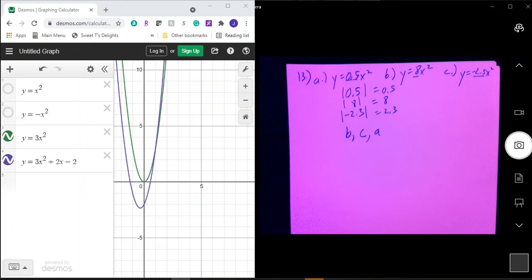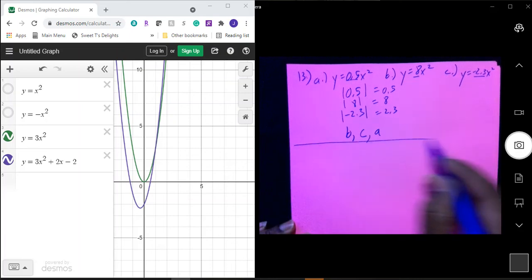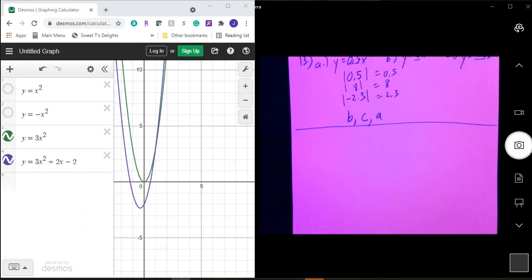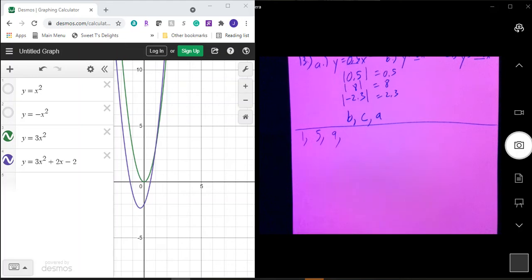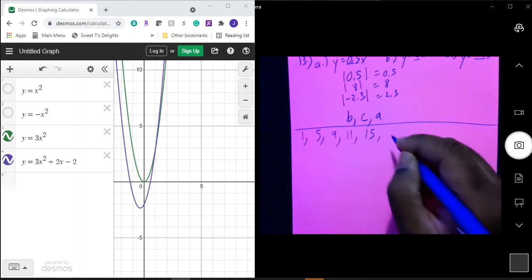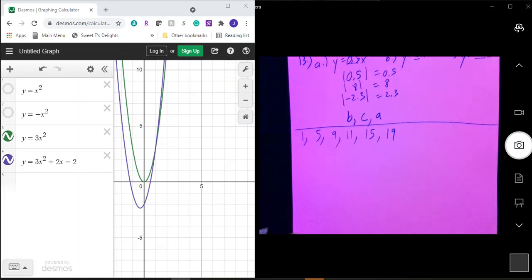So this is basically it from section 4.1. Now we're going to move on to section 4.2. Section 4.2 is on pages 410 through 412. With this section, we're supposed to do problems 1 through 19 odd. So I'm going to pick a few, and then we will go from there. I'm going to do problems number 1, 5, 9, 11, 15, and finally 19. Okay, these will be the ones that I will complete.